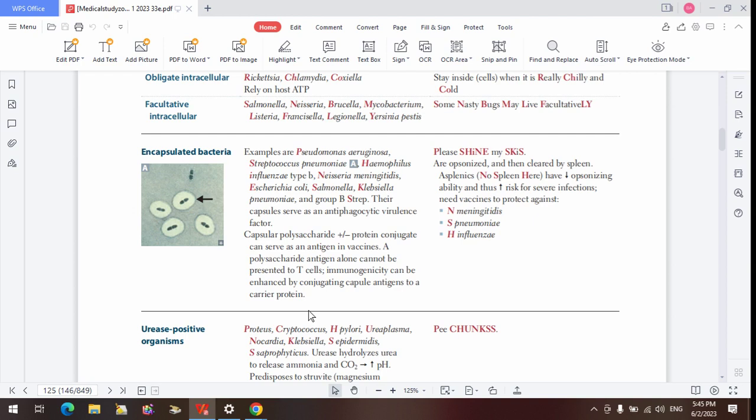Non-typeable Haemophilus is the non-capsulated form of Haemophilus. That's another thing: there's a type that has a capsule, and there's a type that does not have a capsule. Because we are producing antigen, you know that you are using the capsule as the antigen. So that means there's no antigen for the non-capsulated one, and you cannot produce a vaccine against it.